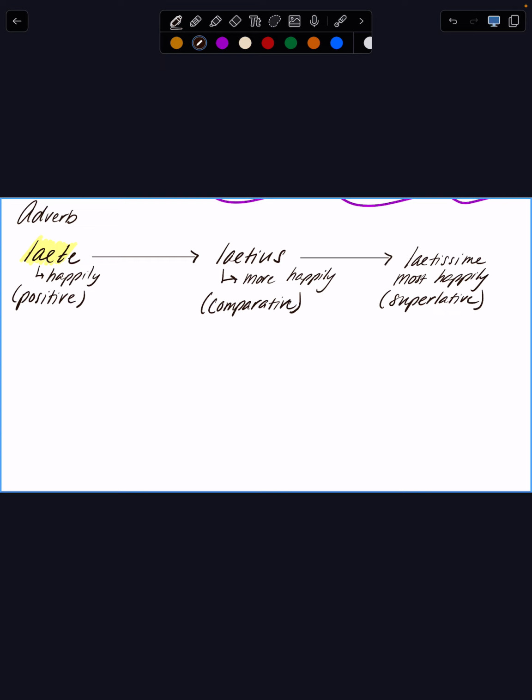Felix is an adjective meaning... anyone? Harry Potter fans? Lucky. Okay, the lucky something. Now if I want to say luckily, I'd say feliciter. It doesn't end in an E. Some of them end in ER. And that means luckily.